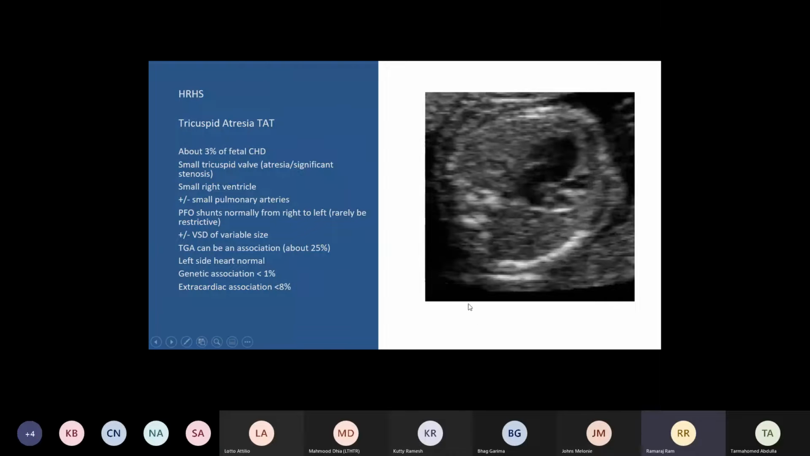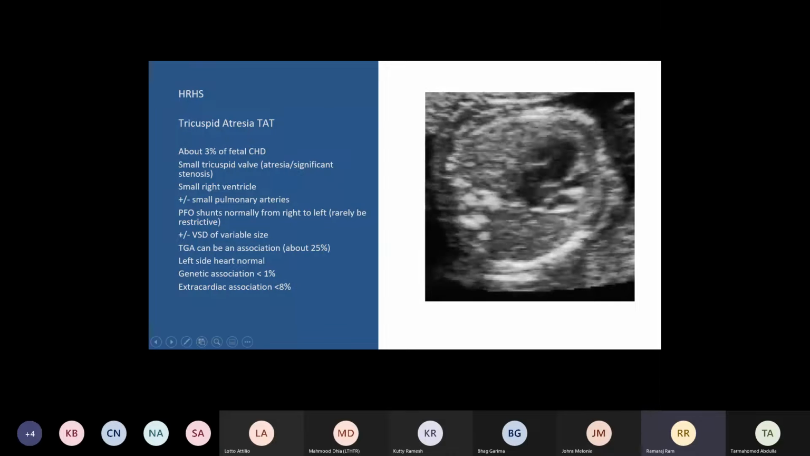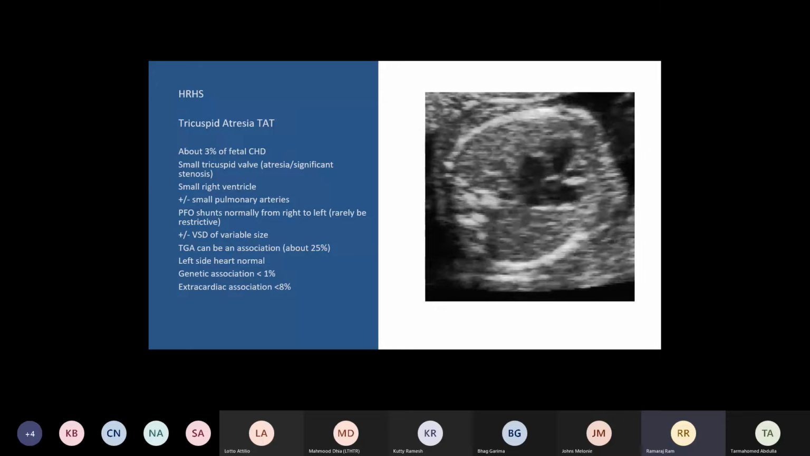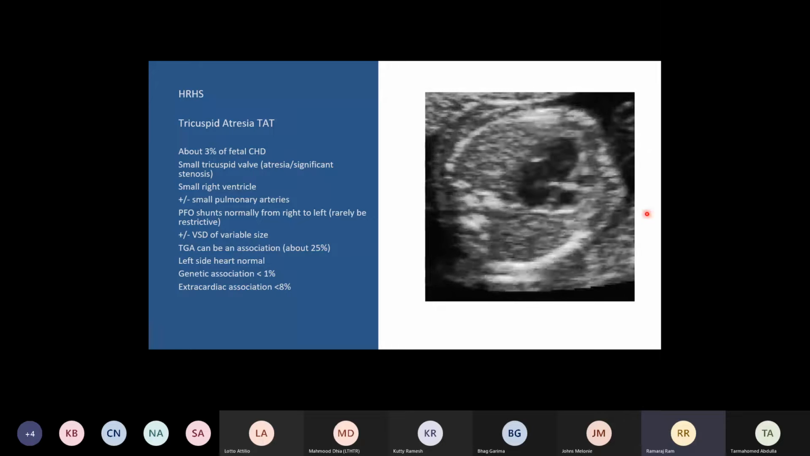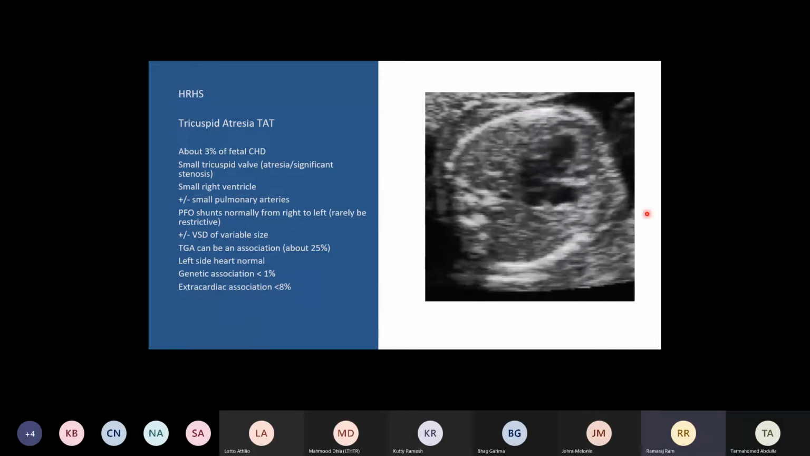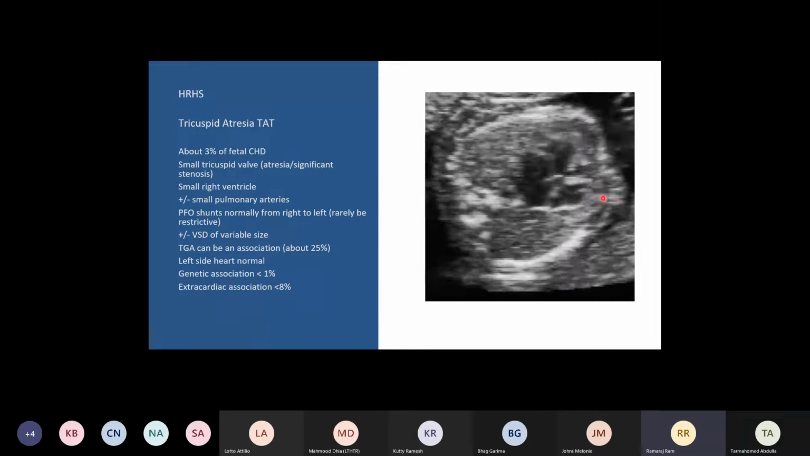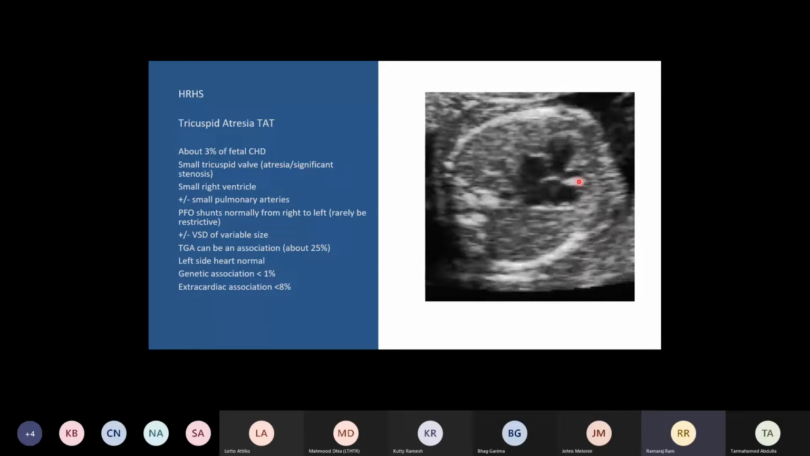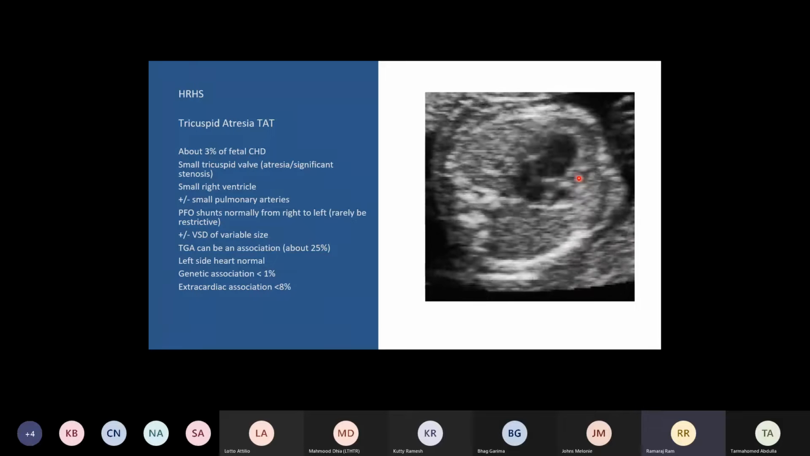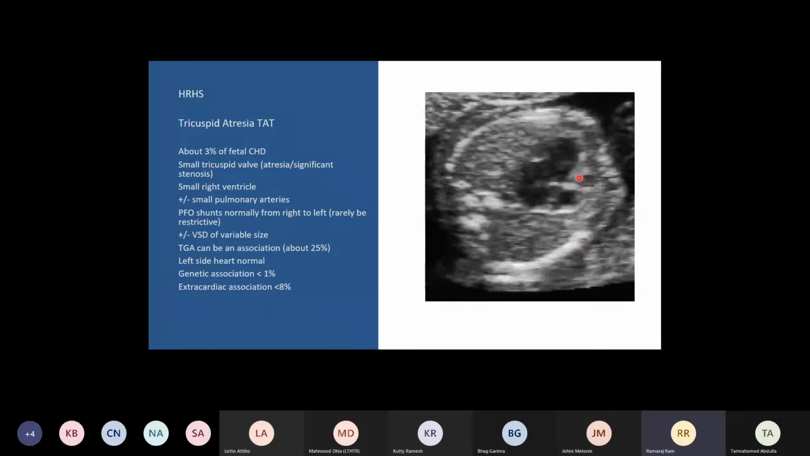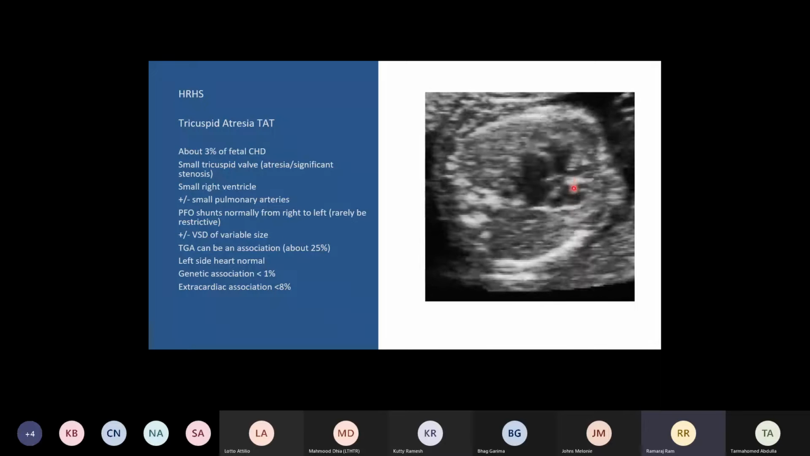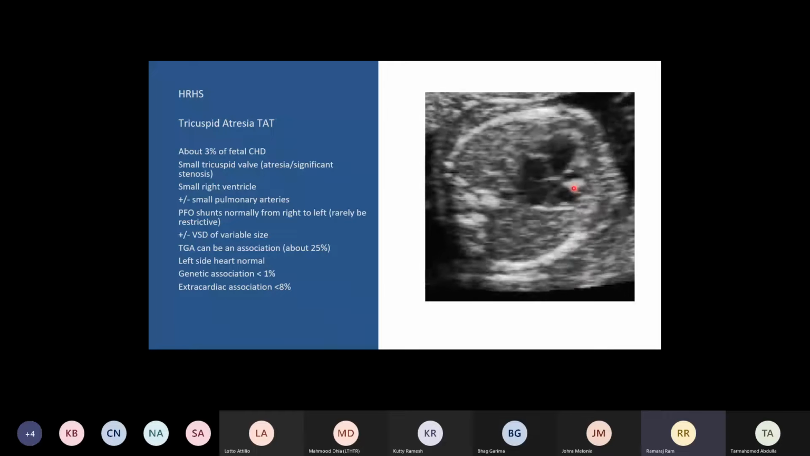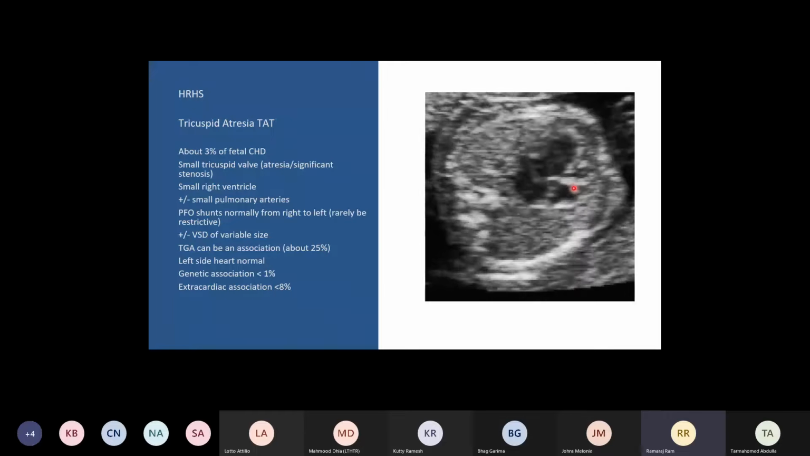So again, it's about 3% in the fetal series. Usually, you'll have a good atrial communication in this situation, but very rarely it can be a problem, where you could have early problems like hydrops and failure in the circulation. But usually you'll have a good communication in this scenario.